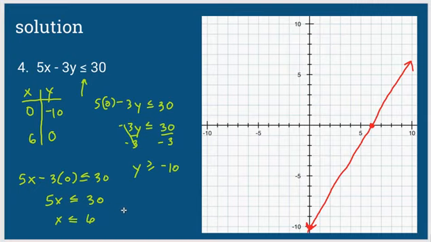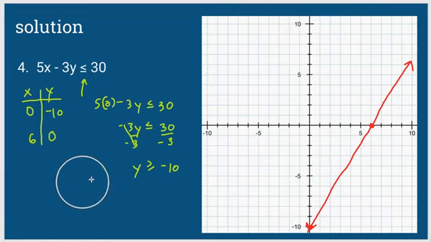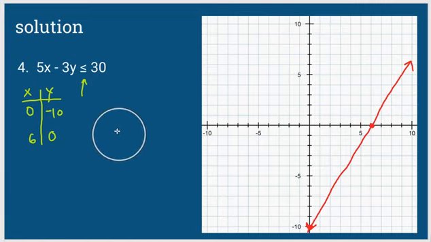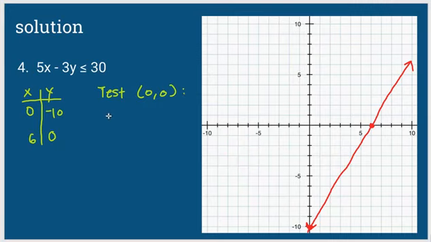The last thing I need to do is figure out, just like in the other examples when we had slope-intercept form, which side of the line am I going to shade? Again, I'm going to pick a test point, and I'm going to test 0, 0. I can use 0, 0 because this line does not go right through 0, 0. I'm going to plug in 0 for x and 0 for y. Then I'm going to write in the rest of the inequality there.